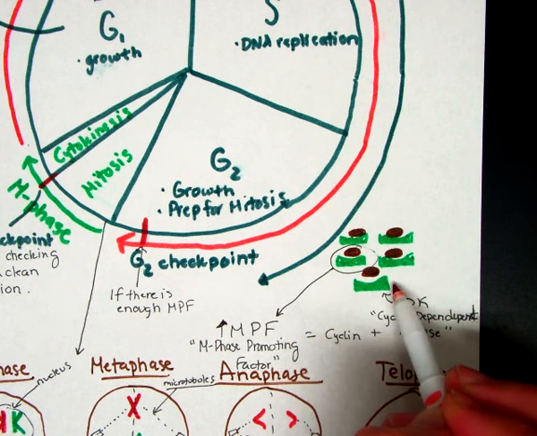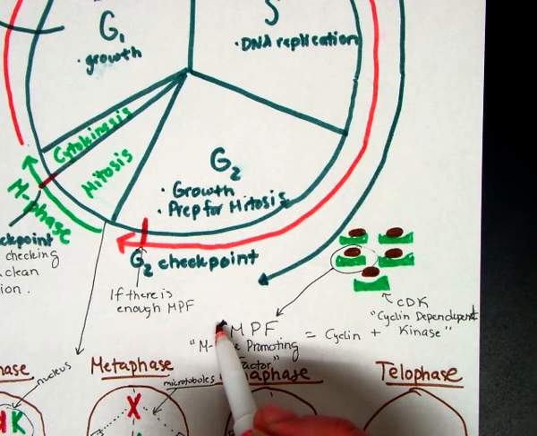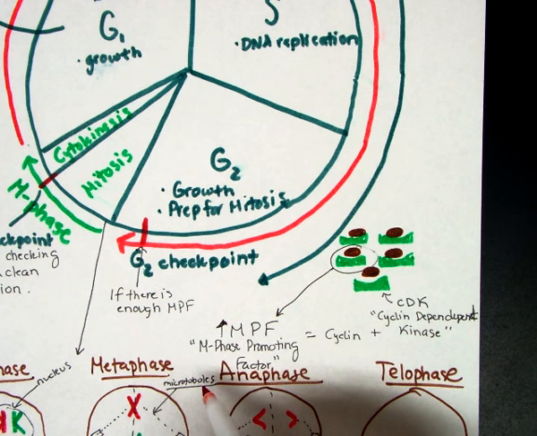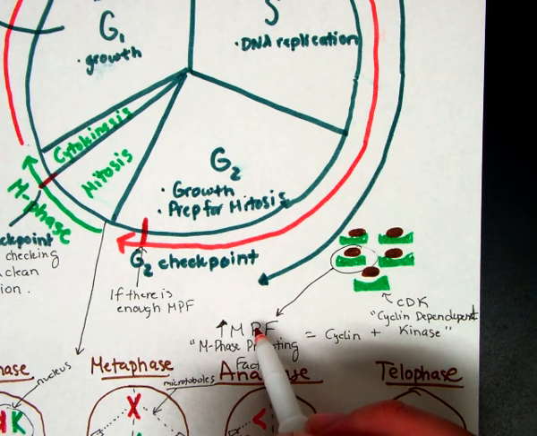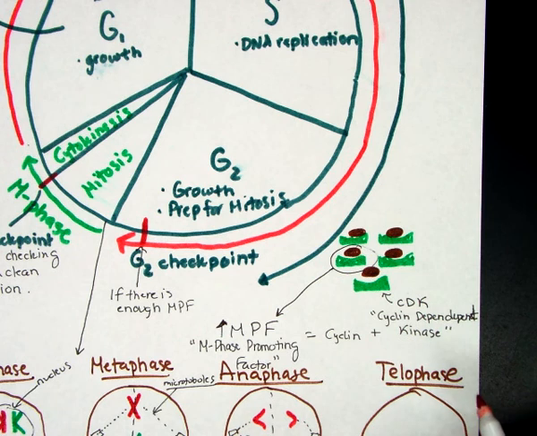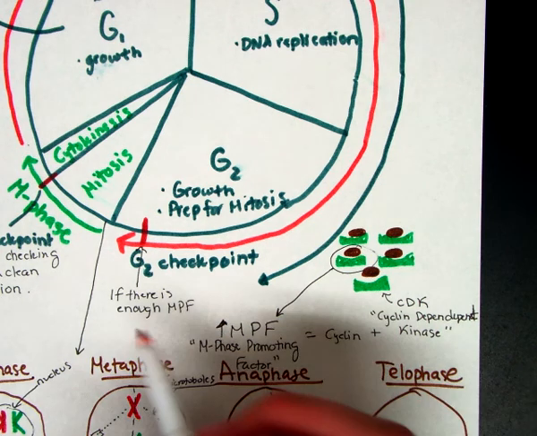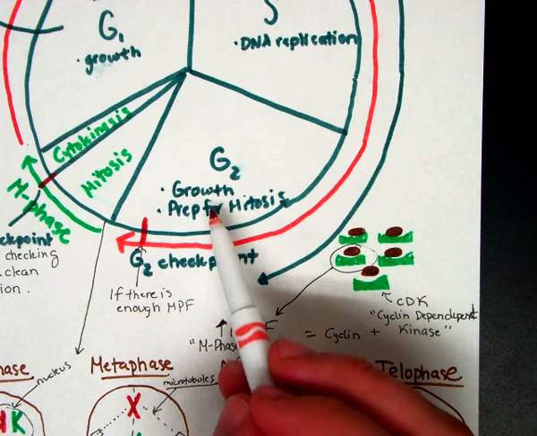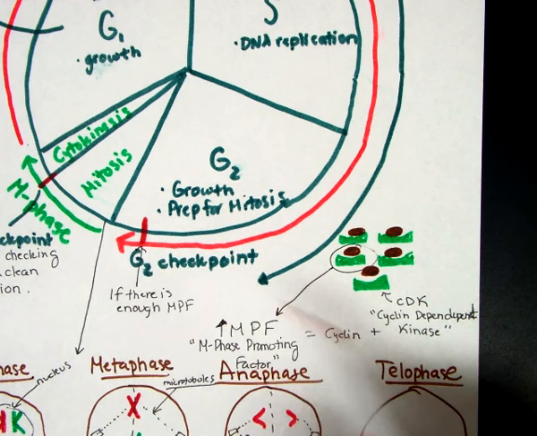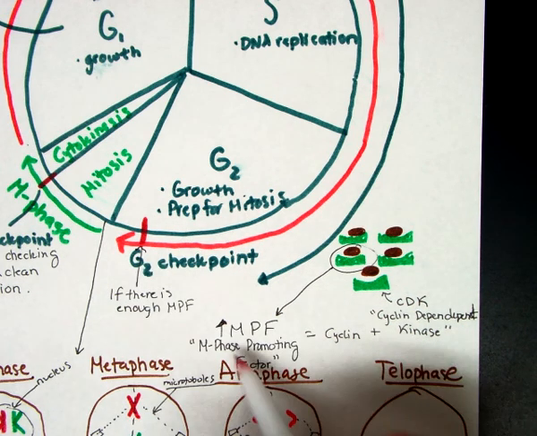And so as you can see right here, there is cyclin attached to CDK in this complex. And as that happens, CDKs are always present in your cells, and so the concentration of MPFs starts to increase as you get closer to the G2 checkpoint. And that's essentially what makes the cell go from G2 into M phase, is the concentration of MPF.